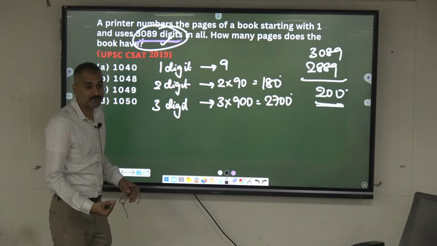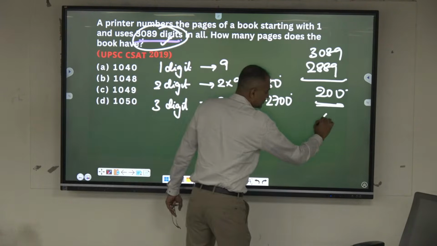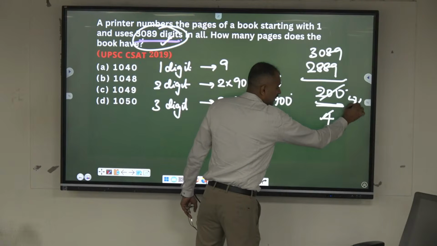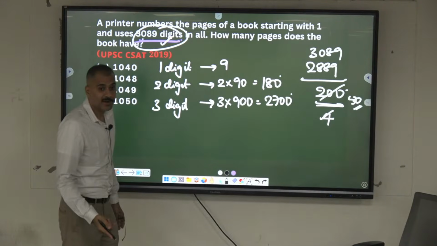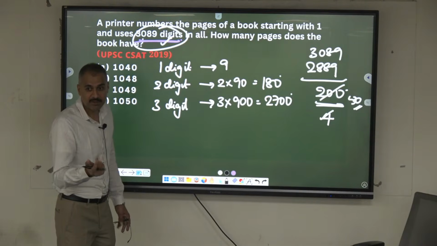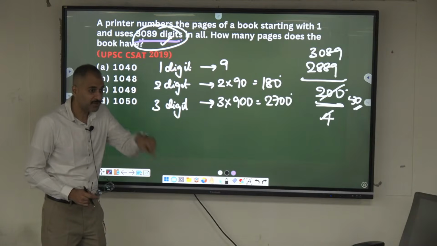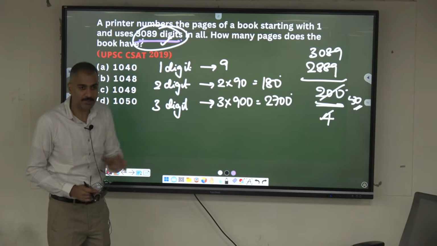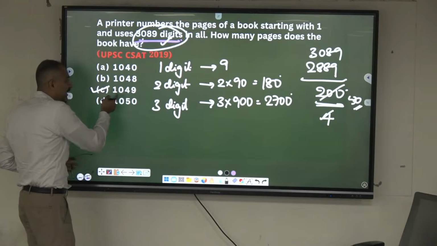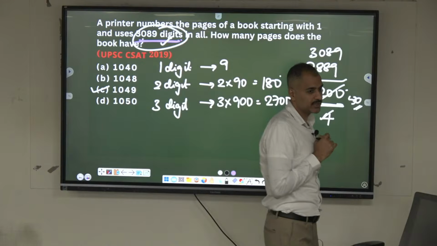Next page number will be of how many digits? 4 digits. If I take 4 digits, how many pages are printed? 50 pages, from 999 onwards. From 999 onwards, which is the first 4 digit number? 1000. Starting from 1000, 50 pages means 1049.